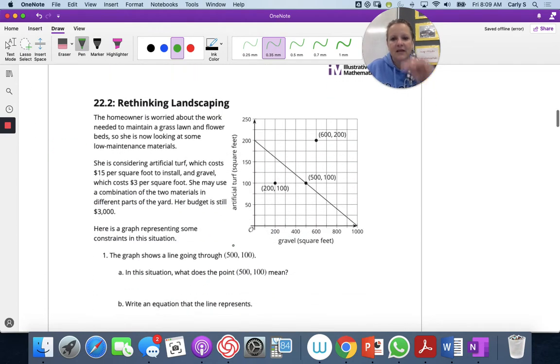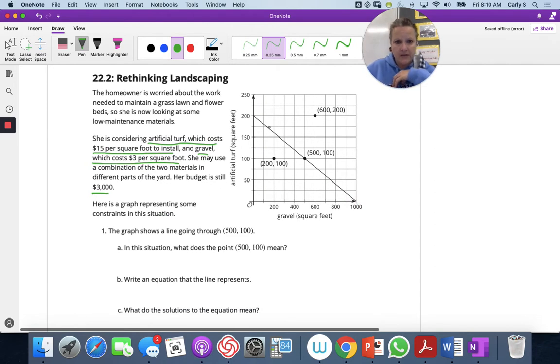All right, so rethinking landscaping. The homeowner is worried about the work needed to maintain a grass lawn and flower beds, so she's now looking at some low maintenance materials. She is considering artificial turf, which costs $15 per square foot to install, and gravel, which costs $3 per square foot to install. She may use a combination of the two materials in different parts of the yard. Her budget is still $3,000. Here is a graph representing some constraints of the situation.